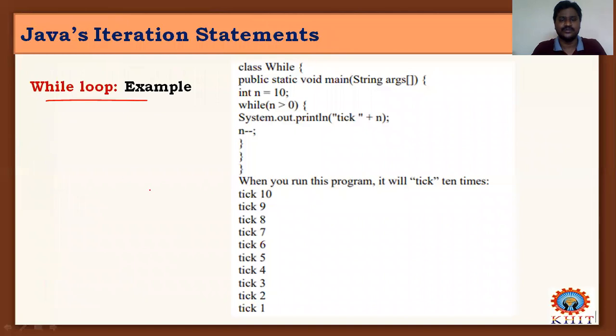Example of this while loop. Here I have a variable n and initialize it with value 10, n equal to 10. When n is greater than 0, the condition is true here. Why? Because n's value is 10, which is greater than 0. Then it prints the n value 10 and decrements, and again this loop repeats the process.